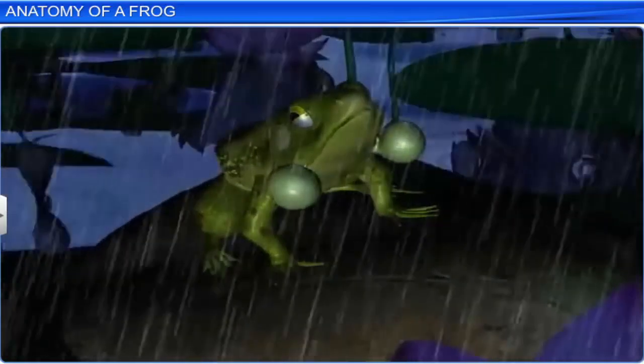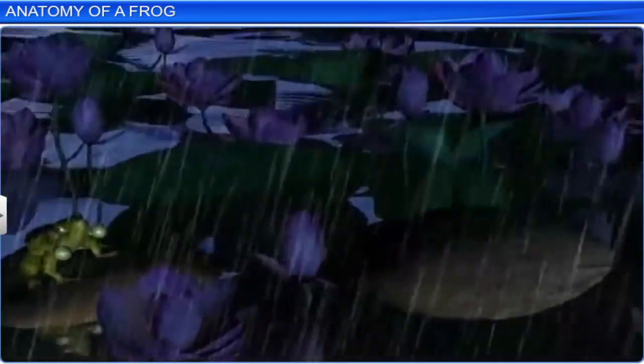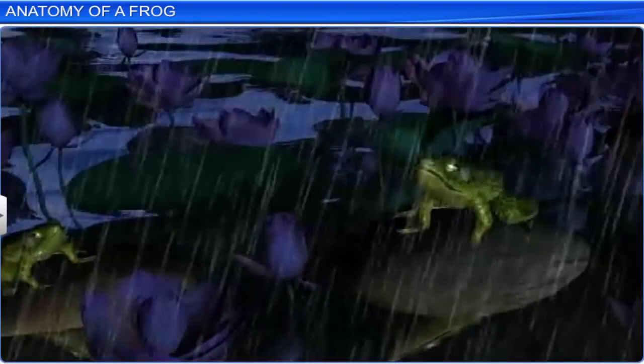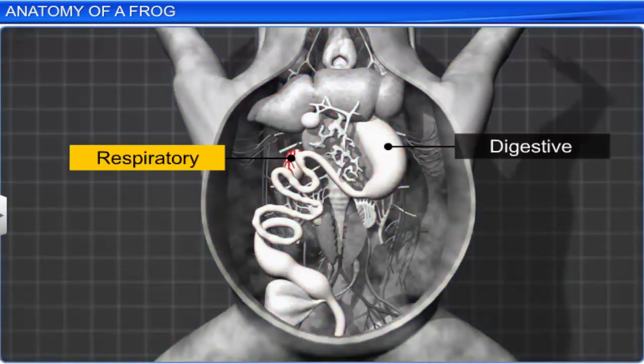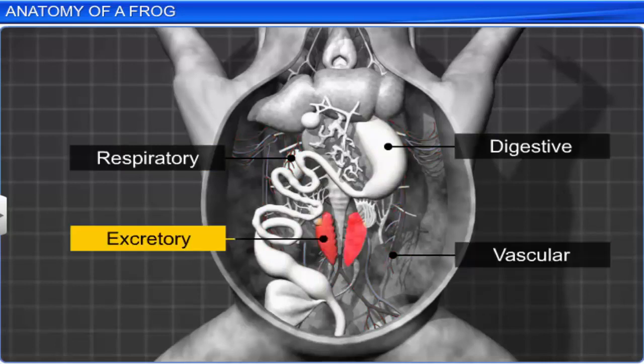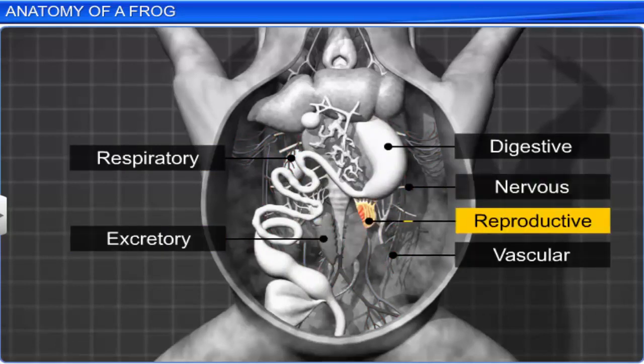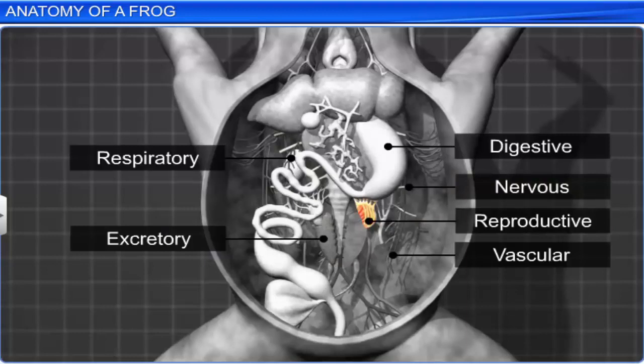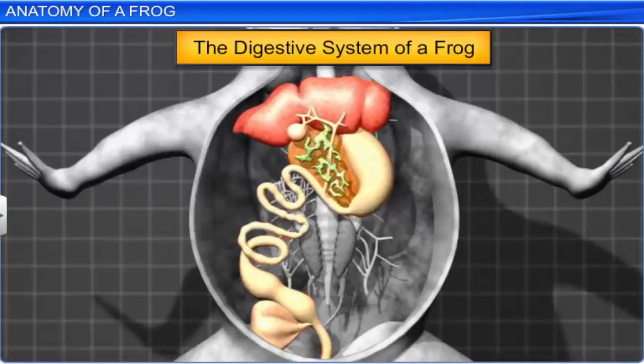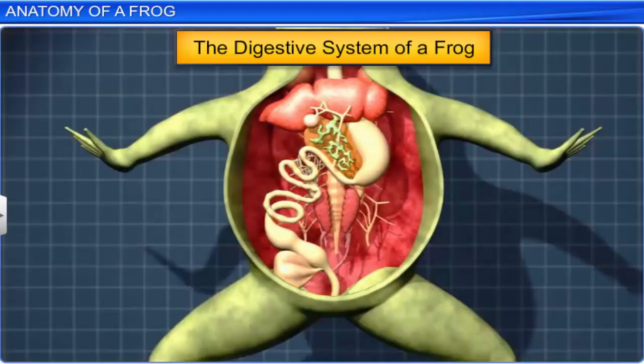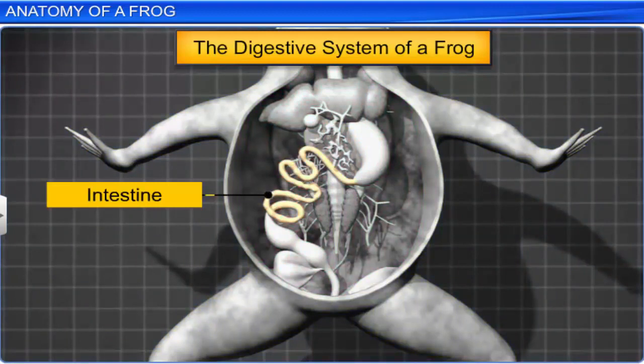Frogs have well-developed organ systems. Their digestive, respiratory, vascular, excretory, nervous, and reproductive systems are held in a body cavity. Let's take a look at each system in detail. The digestive system consists of an alimentary canal and digestive glands. Frogs, being carnivores, the length of the intestine is reduced. This makes the alimentary canal short.